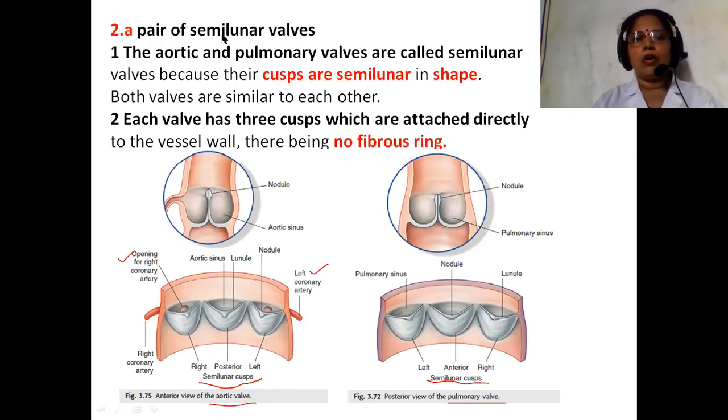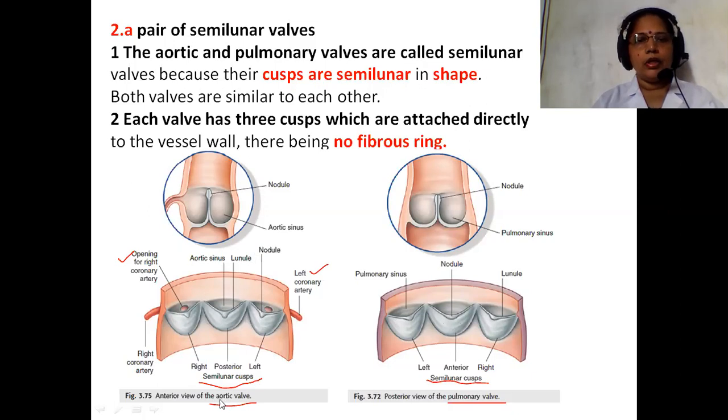This pair of aortic and pulmonary valves are called the semilunar valves because their cusps are semilunar in shape. See, these are the semilunar cusps. These are the semilunar cusps present in the aortic valve. These are again semilunar cusps present in the pulmonary valve.